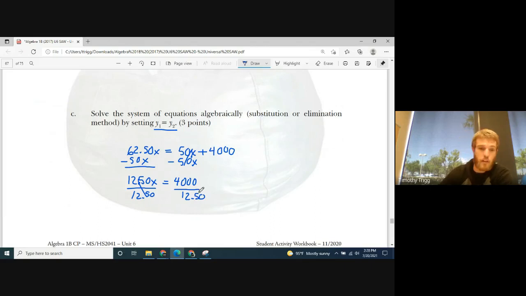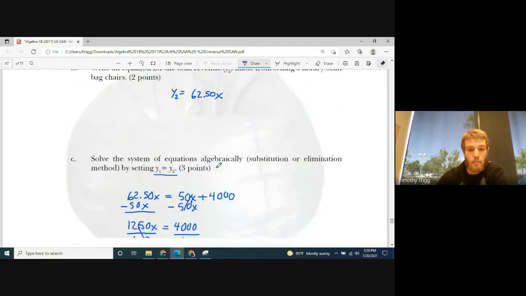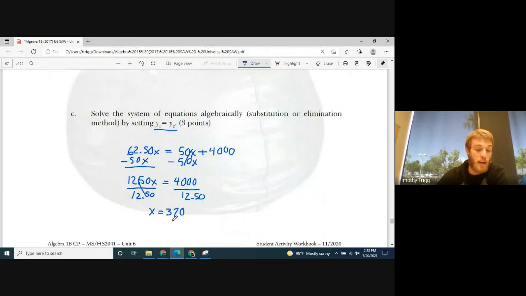Okay, so on our calculator, we want to do that. 320. So x equals 320. What does that mean? That means with these given cost and revenue equations, we would have to sell 320 beanbag chairs in order to break even. If we do that, then we haven't lost money, but we also haven't gained money at that point. Okay. So that gives you the x coordinate.